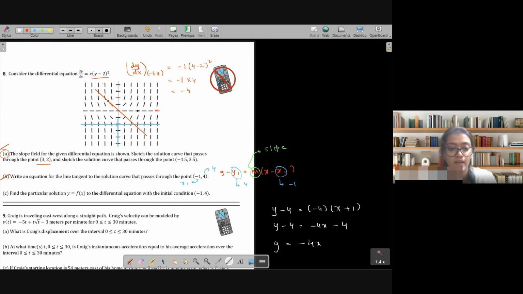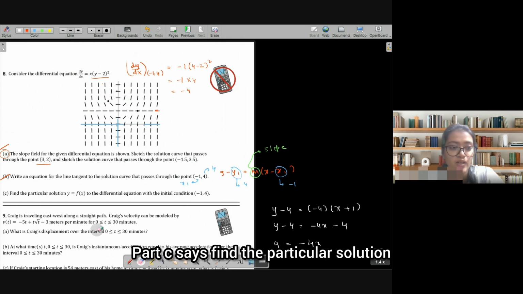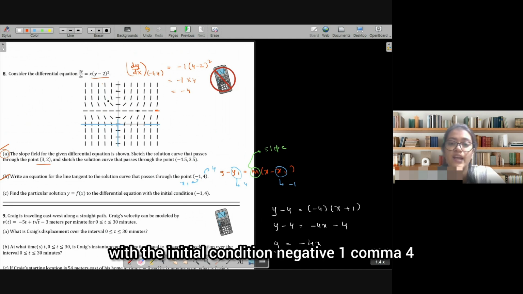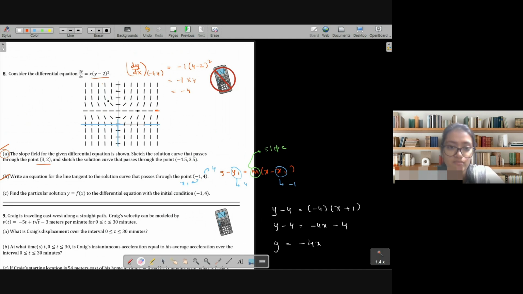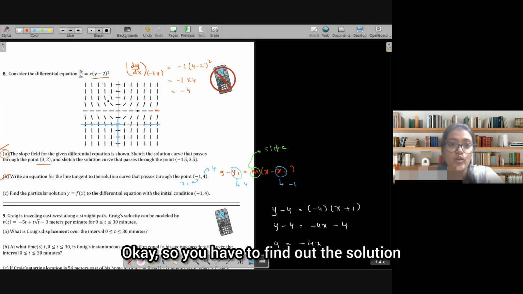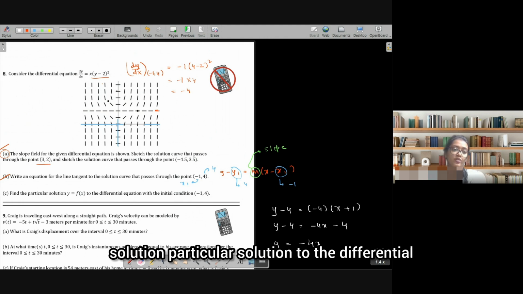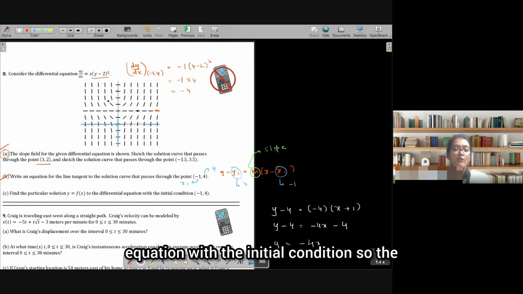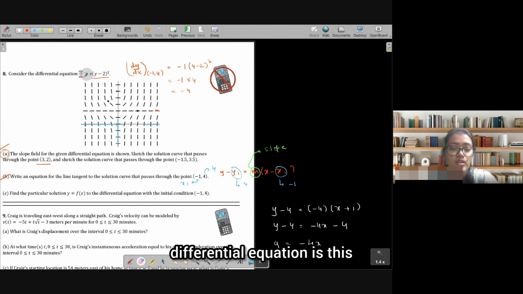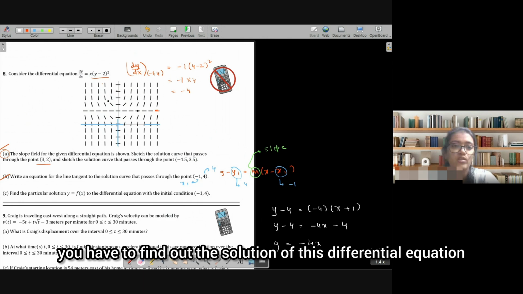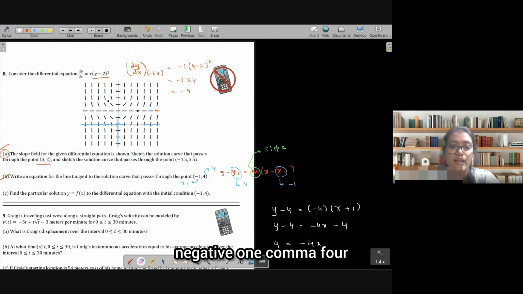Okay. Anyway, part C says find the particular solution y equals f(x) to the differential equation with the initial condition -1 comma 4. So you have to find the particular solution to the differential equation with the initial condition. So the differential equation is this. You have to find the solution of this differential equation, with -1 comma 4.